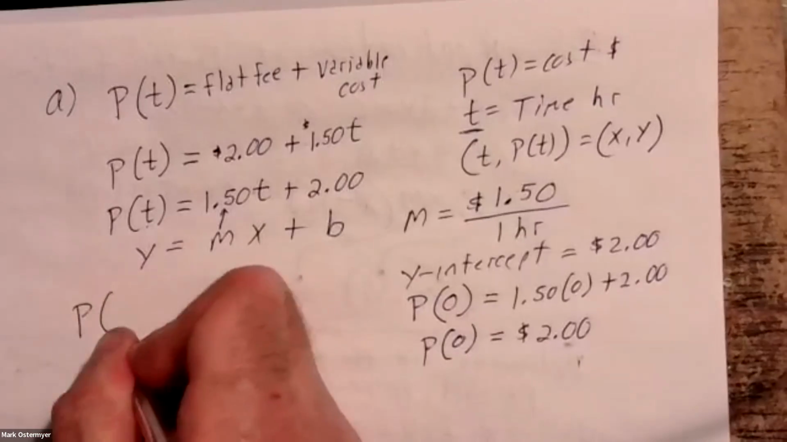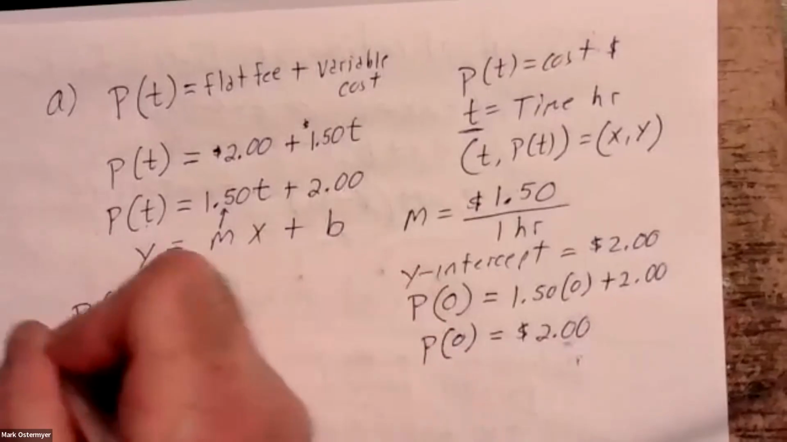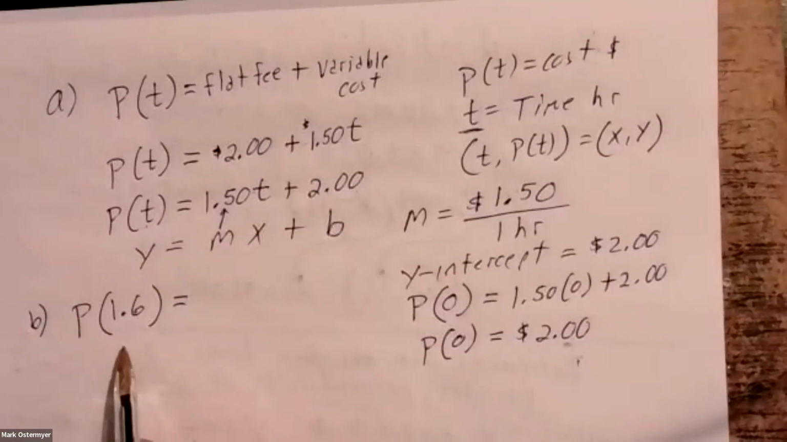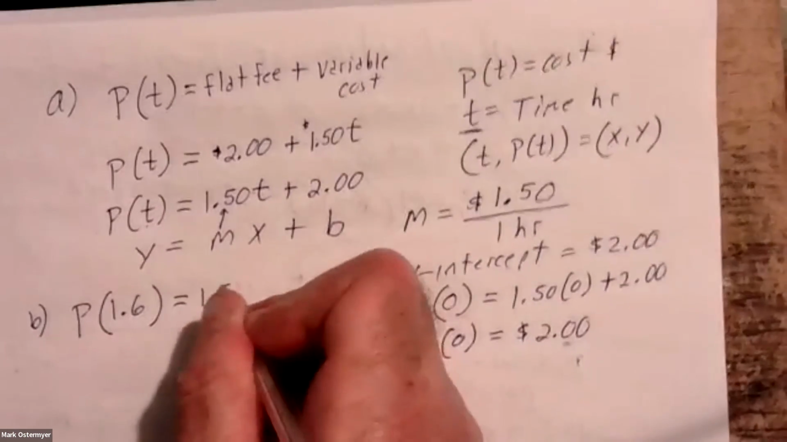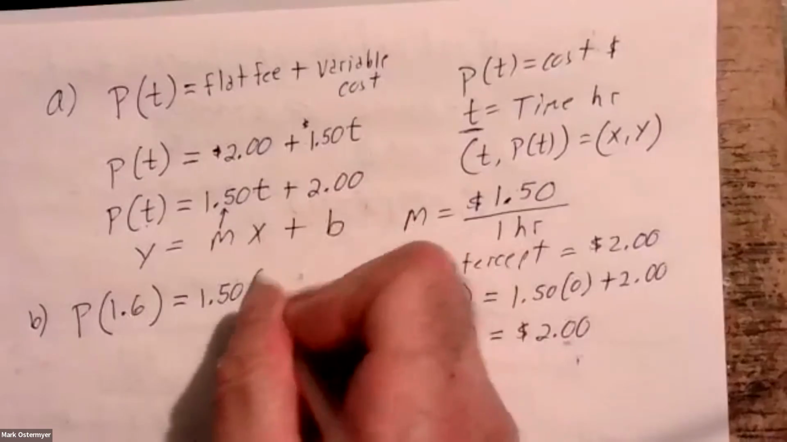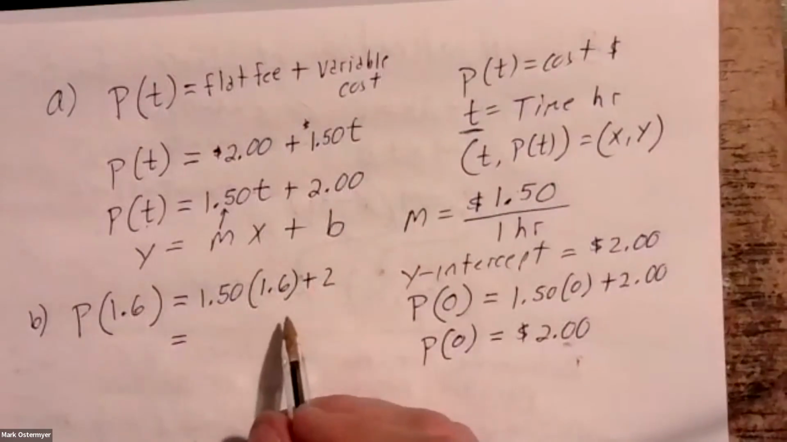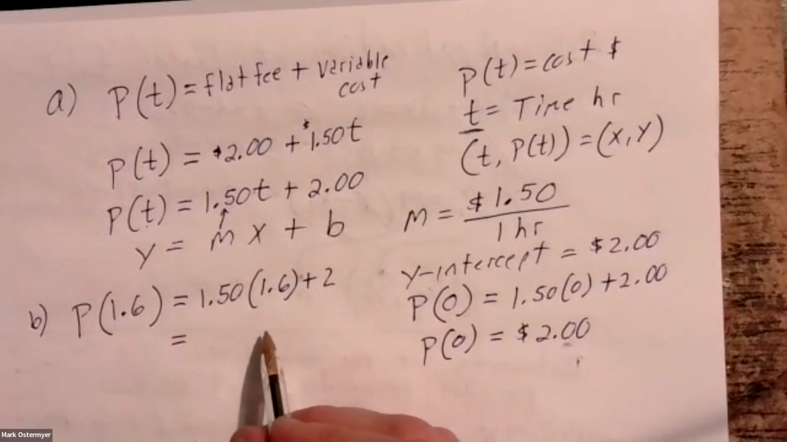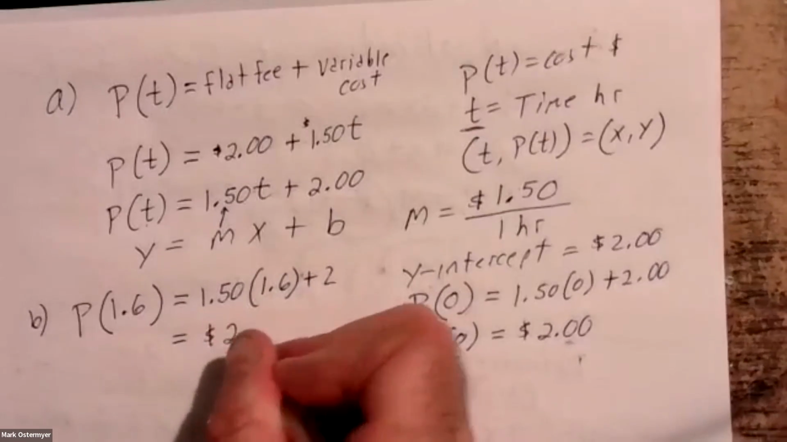They want us to evaluate this function at 1.6. In other words, they want us in part B to find out how much it's going to cost if we park in this garage for 1.6 hours. All we got to do is replace T in the definition of this function with 1.6. So what's 1.5 times 1.6? $1.5 times 1.6 gives me 2.4. So it's going to cost me $2.40.